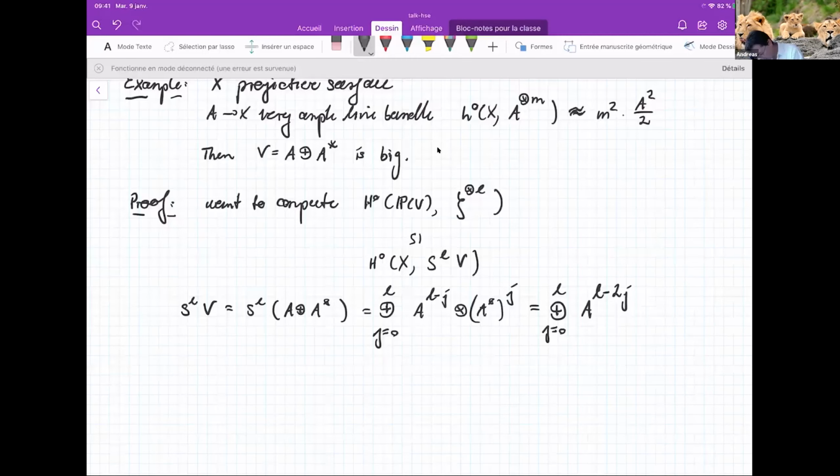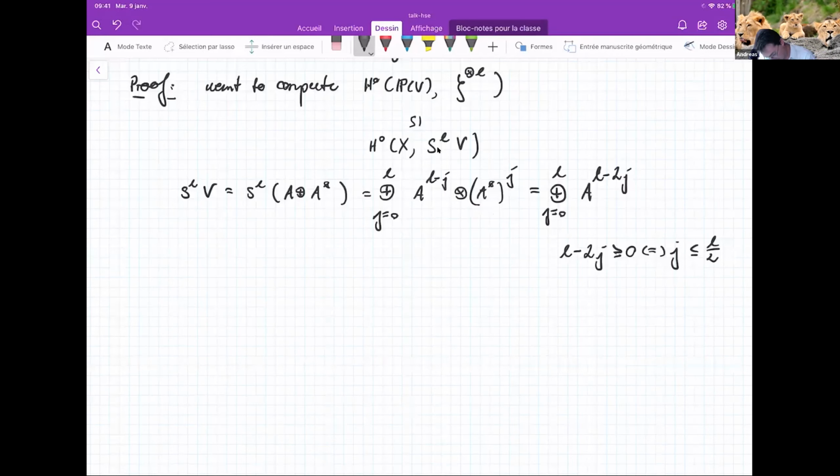that's non-negative if and only if j is at most l over 2. Okay, and why is this relevant? Well, because if it's negative, then certainly this direct summand will not give you any global sections. So in order to look at our global sections, I will just have to look at this part. So H^0 of X with coefficients in the symmetric power is going to be a direct sum, j from 0 up to l over 2, of these line bundles.